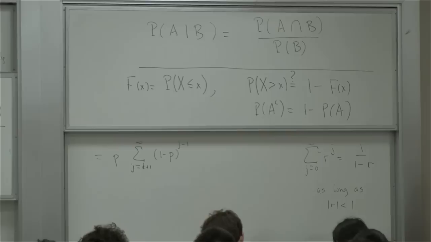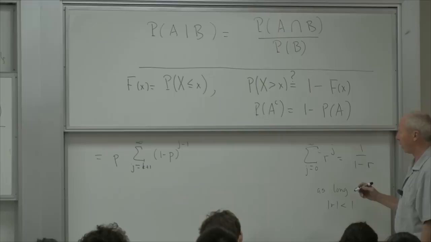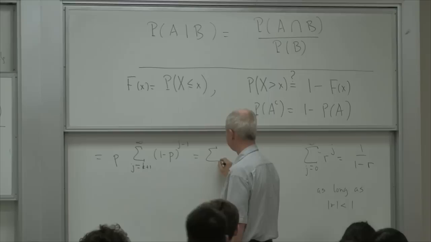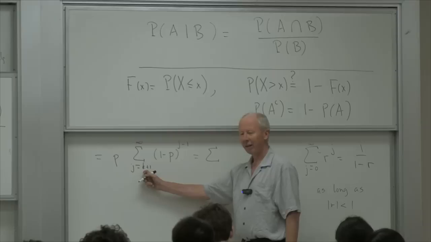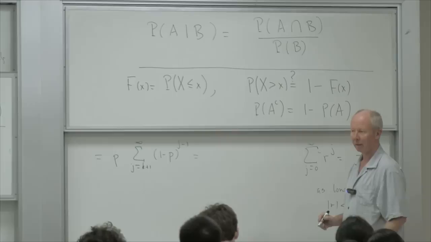Now, the difference between this and this is what? Well, I guess one difference is here's a j, and there's a j minus 1. But I don't think that's a big obstacle. We could just change variables, right? So let's do that first. Well, maybe we do that second. What's the other difference? Here we start at k plus 1. Here we start at 0. So we'd like to start at 0 and have a j there. So maybe, what can we do?